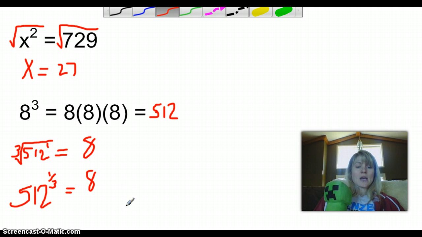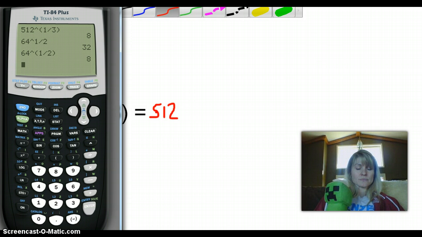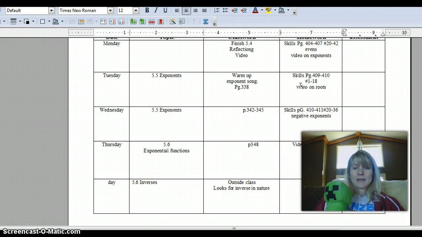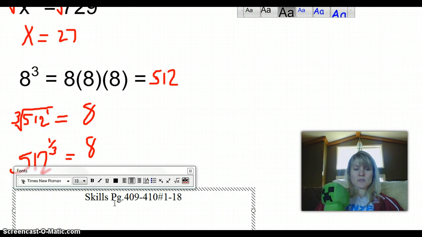So that's it. So your homework tonight will be in your skills book, page 409 to 410. You do 1 through 18. It's very simple. It should take you maybe 5 minutes to do.